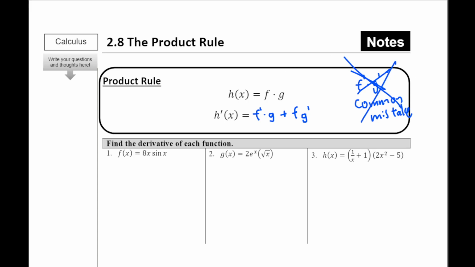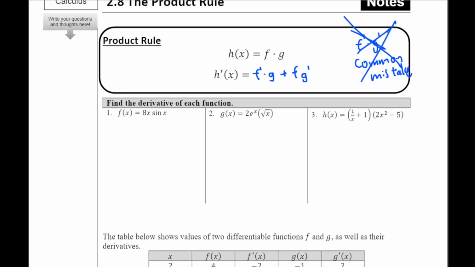Here are some examples. f of x is equal to 8x times sine x. You see there are two functions here. You can think about the 8x as the f and the sine x as the g. These are two separate functions because they both have the variable. Again, common mistake: do not just take the derivative of each.